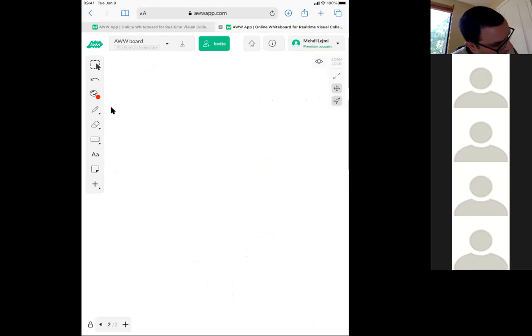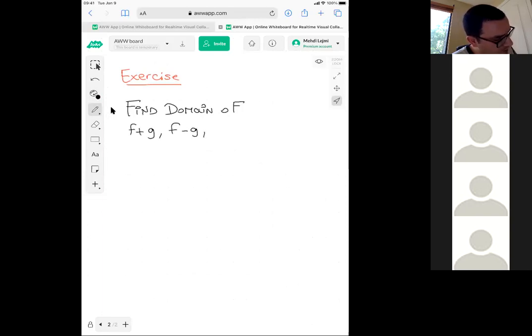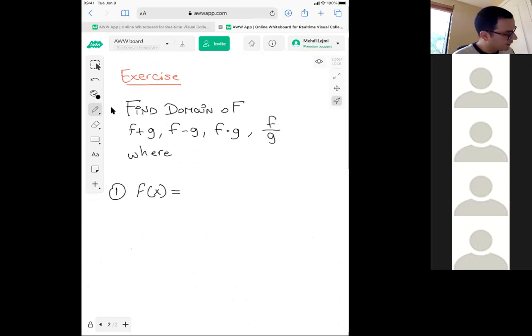So here's an exercise. It's a similar question. You need to find the domain of f plus g, f minus g, f times g, f over g, where, first, f of x is, let's say, square root of x plus 2.